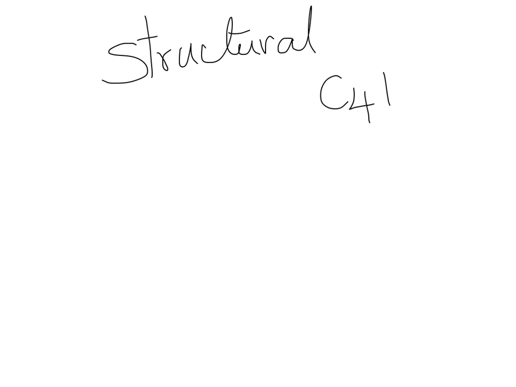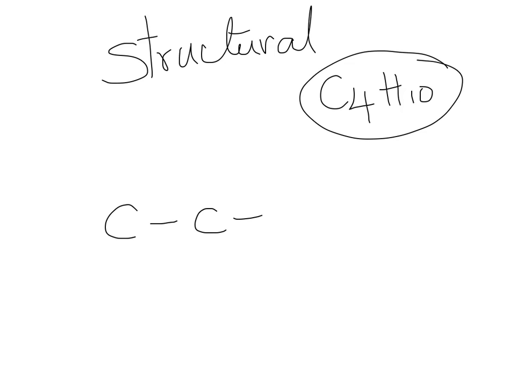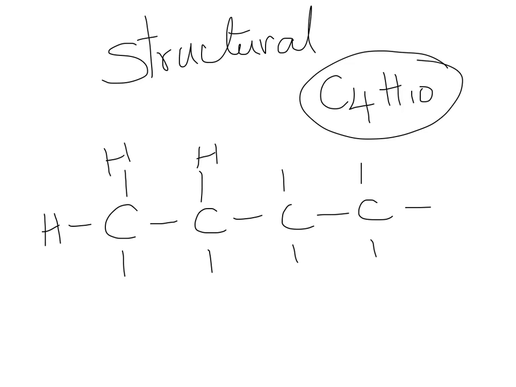The first one is structural formula. How do we write that? For example, if we had C4H10, the molecule that we talked about in the last video, we have four carbons and 10 hydrogens, and we're showing how they're all connected.